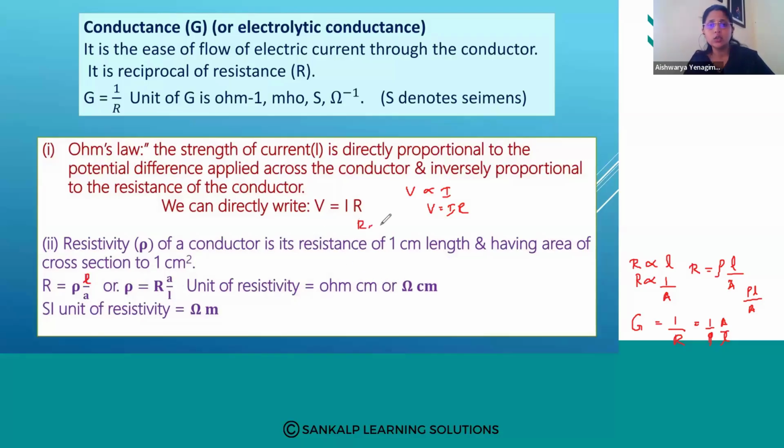Resistance R is equal to V by I. What is the unit of resistance? The unit of resistance is ohm, which is symbolized like this. Right? So what is the unit of resistivity? Along with the resistance, this factor is also there. So the unit of resistivity is ohm meter. Fine. Okay.